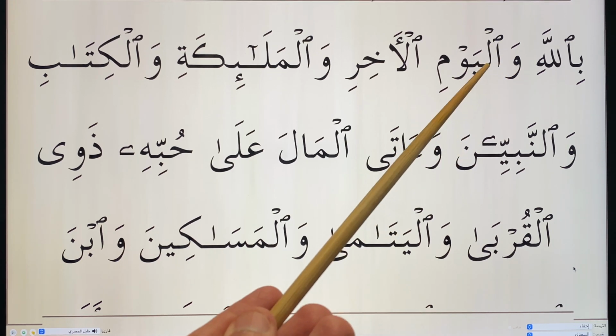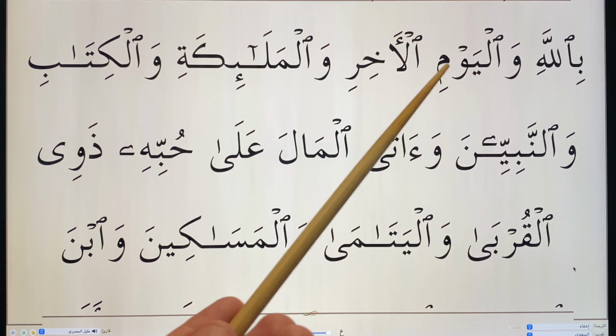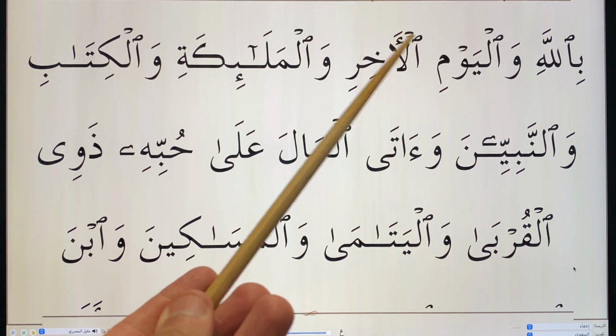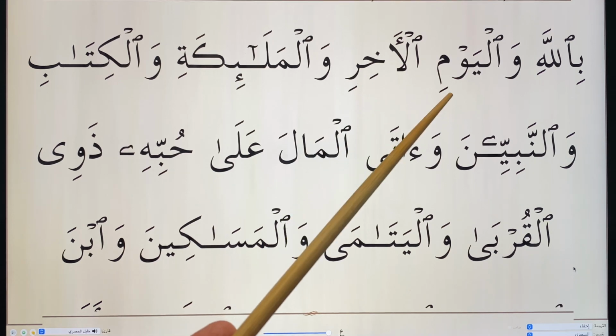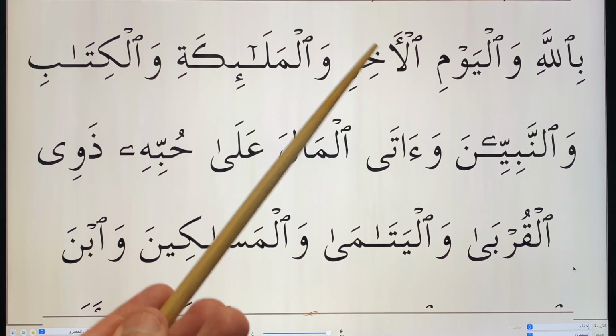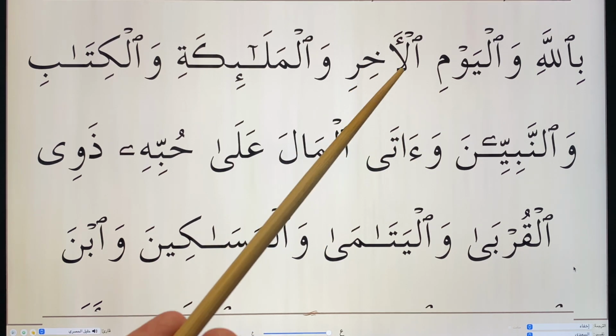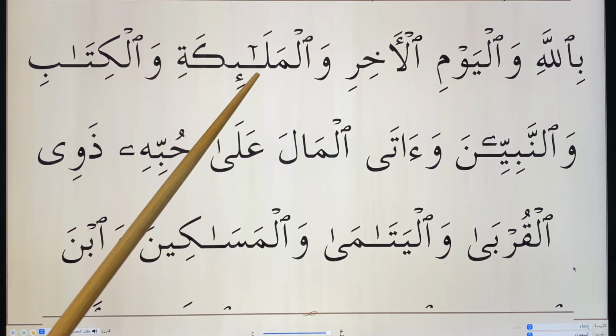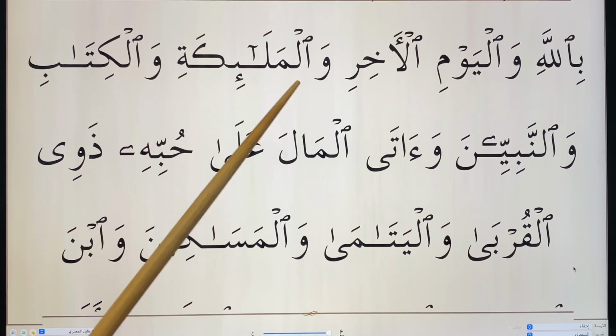And then the alif drops and goes straight to the lam. واليوم: the alif drops and goes straight to the lam, there's the sukoon. يوم الآخر والملائكة.